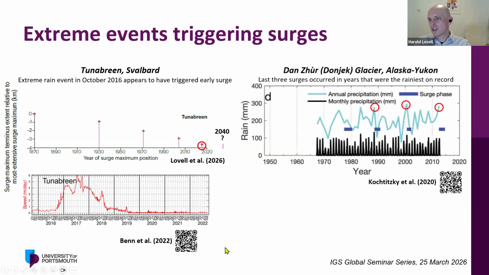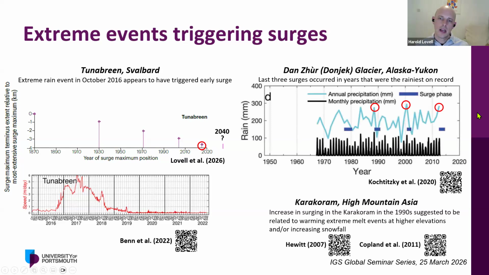We see similar things in Alaska and Yukon, where there's been a correlation between the last three surges of Donjek Glacier, all of which happened in the wettest summers on record for that location. So potentially a link there between the rainfall and the surge. And then it's also been proposed in places like the Karakoram that an increase in surging could well be related to some of these extreme melt events or higher snowfall. So there seems to be increasing evidence that climate change could be impacting surges, and in some cases even triggering them.